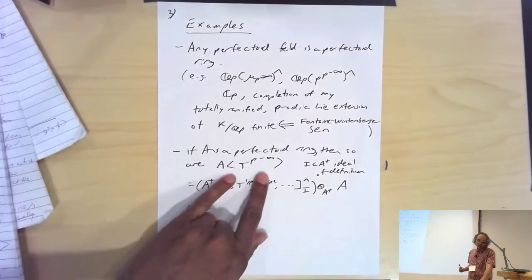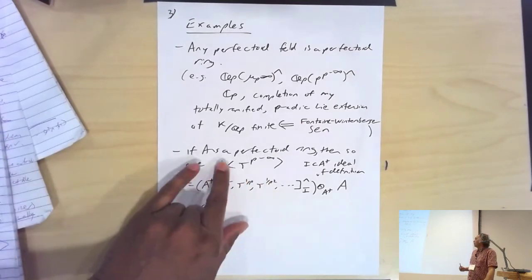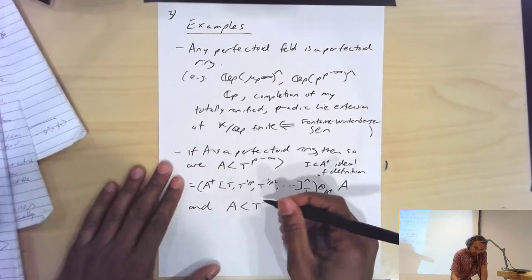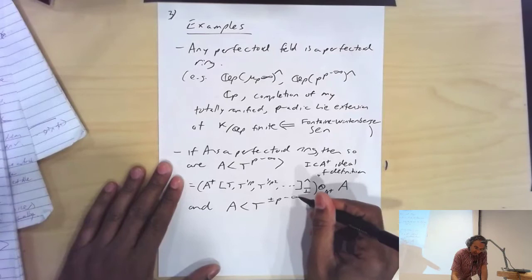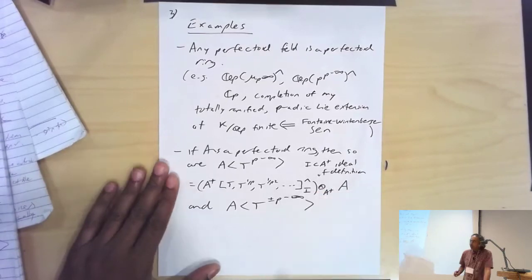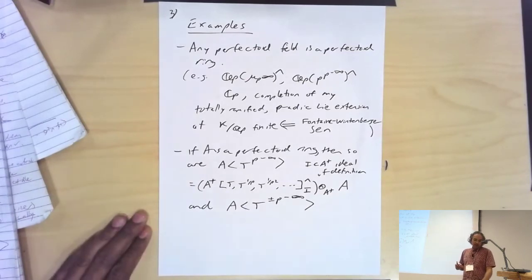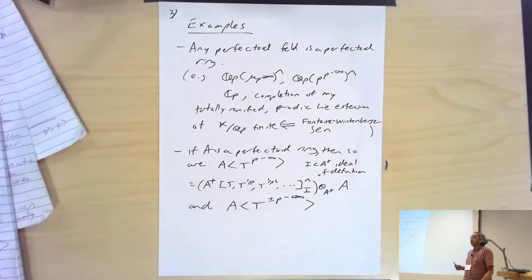So you have sort of a perfectoid version of the Tate algebra over some base perfectoid ring. And very often we do this also with the negative powers. So we have sort of the Laurent polynomial version of this. And of course, you can iterate this construction and do it with more variables.